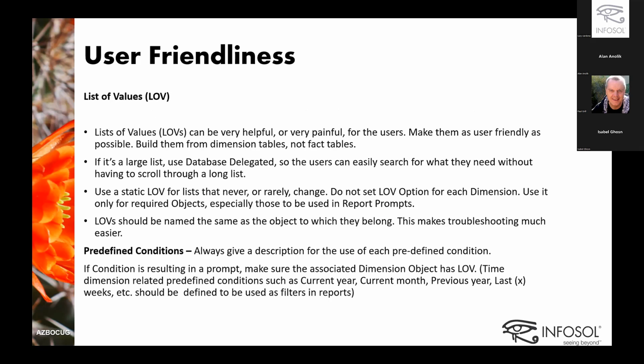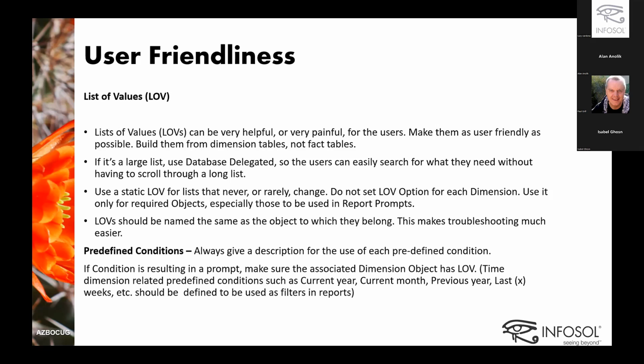And then I'll quickly talk about lists of values. A list of values can be very helpful or very painful for the users. So you want to make them as user-friendly as possible. And you want to build them from dimension tables, not fact tables. If it's a large list, you can use the database delegated option, so the user doesn't have to scroll through the whole list. They can do a search and find the value they're looking for using that feature.